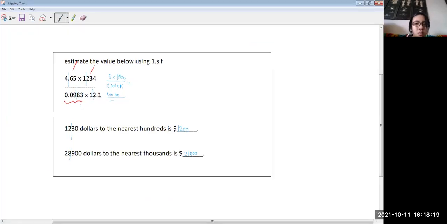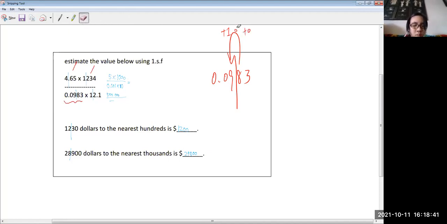Next time, let's say you have 0.0983. You put a line here. Ask yourself, add 1 or add 0? Plus 1 or plus 0? Plus 1, okay? So you need to show the step so that you won't make mistakes. So you plus 1 to this digit here.